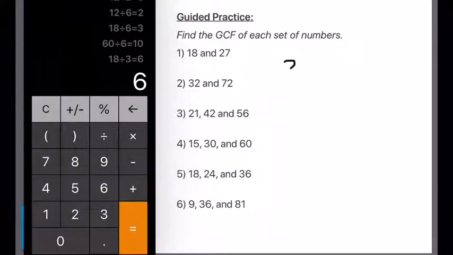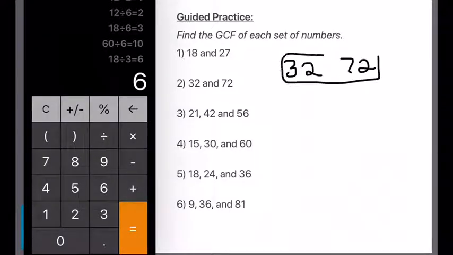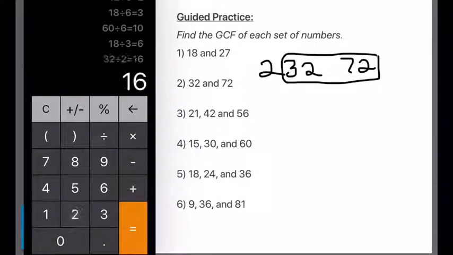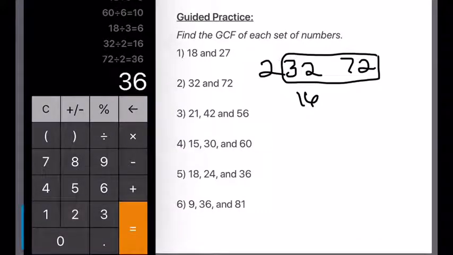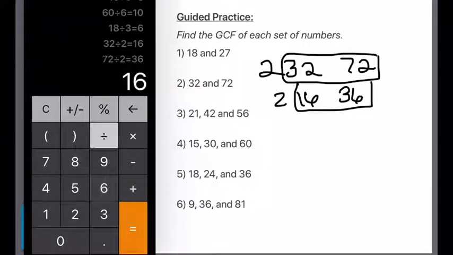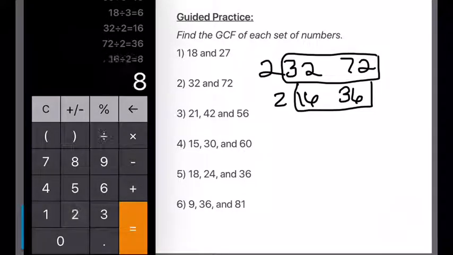For number 2, both 32 and 72 are even. So we can divide both of them by 2. 32 divided by 2 is 16. 72 divided by 2 is 36. Both of those numbers are still even. So we can divide by 2 again. 16 divided by 2 is 8. 36 divided by 2 is 18.